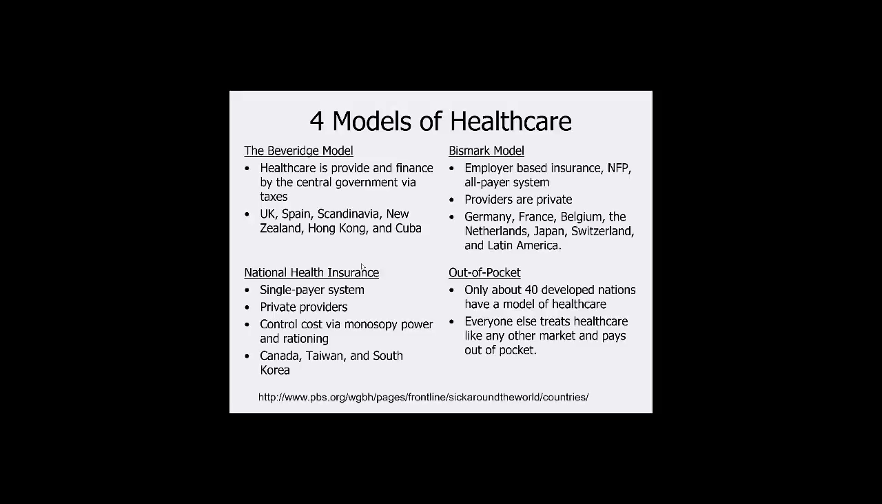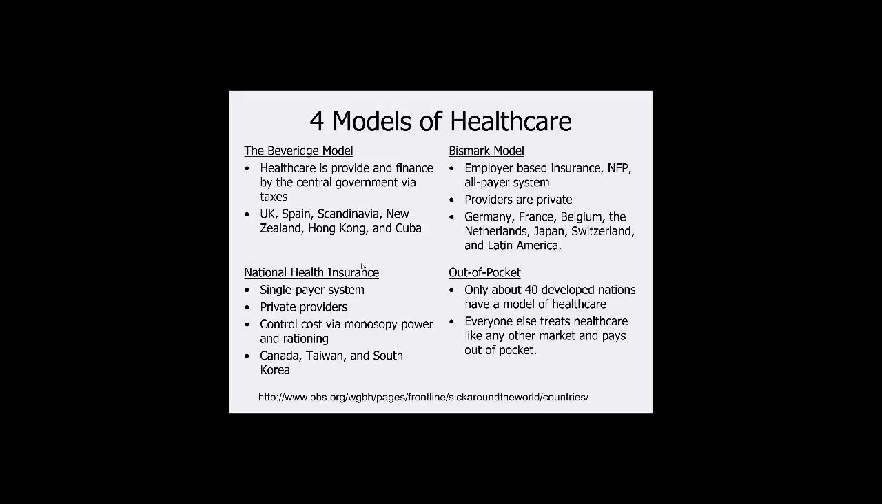Then you have the national health insurance. National health insurance has a single payer system, so there's only one health insurer. You don't have private insurances competing in there as well. Again, the providers are private providers. So you are not a public servant, you are a private provider. But you must negotiate with the National Health Insurance Agency in order to get your prices. Canada, Taiwan, and South Korea all share this method.